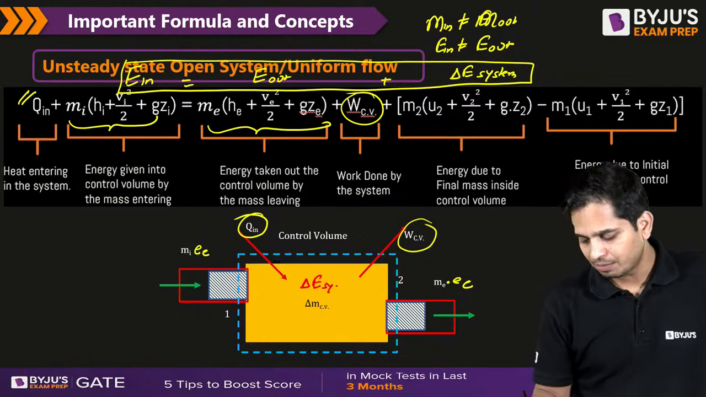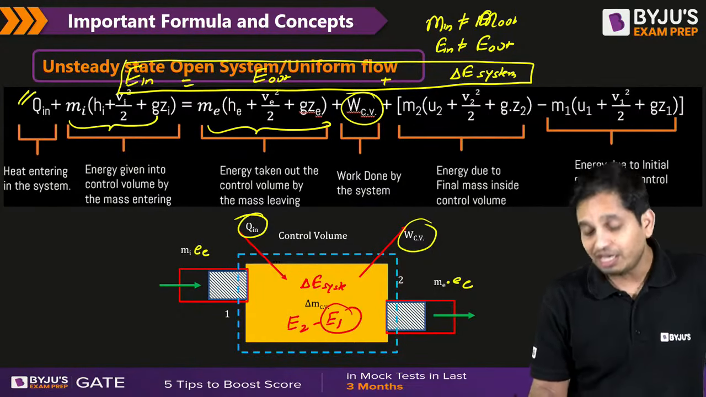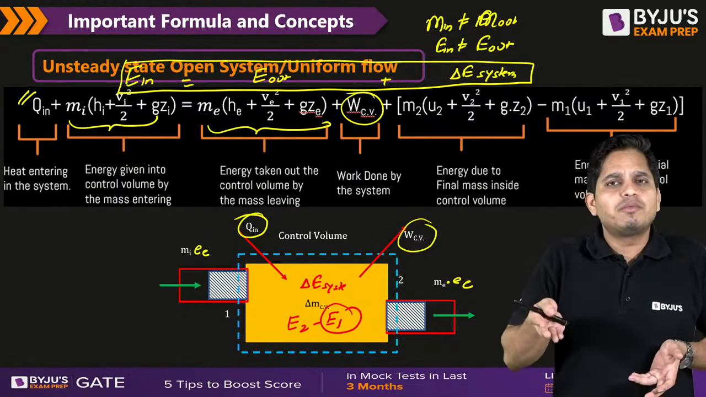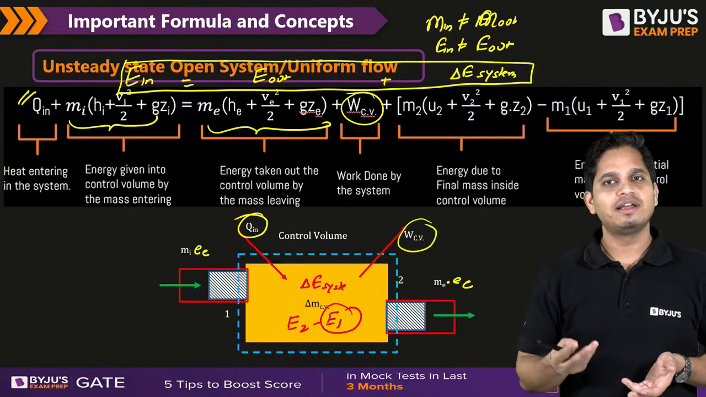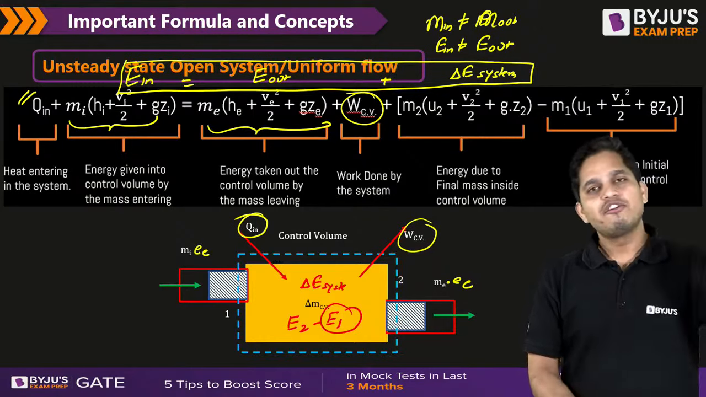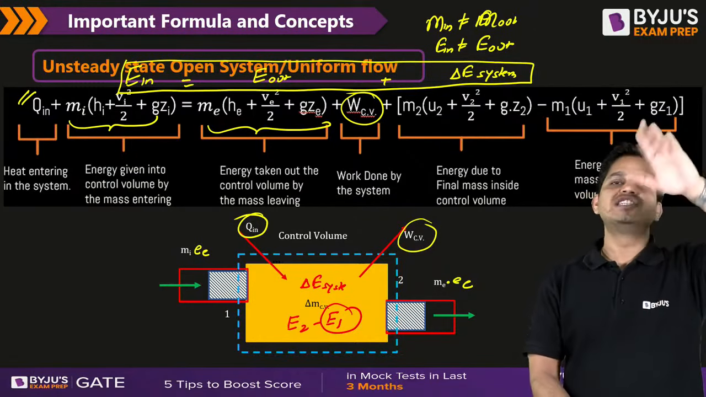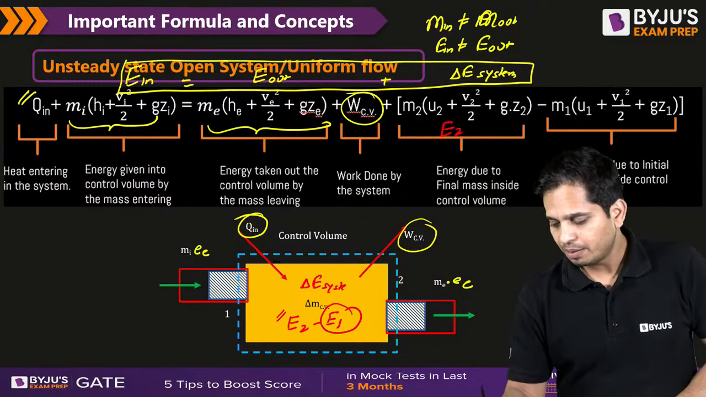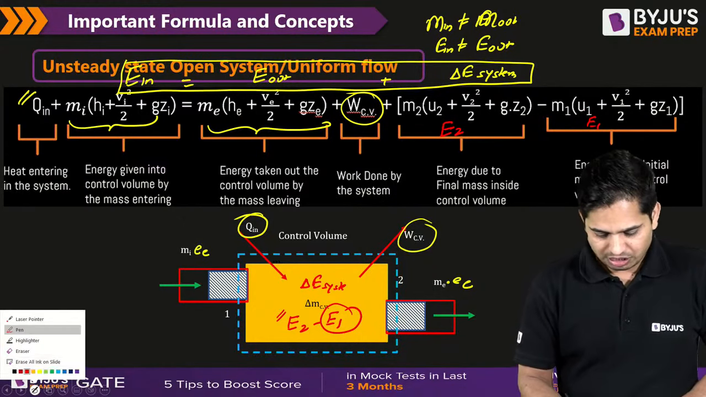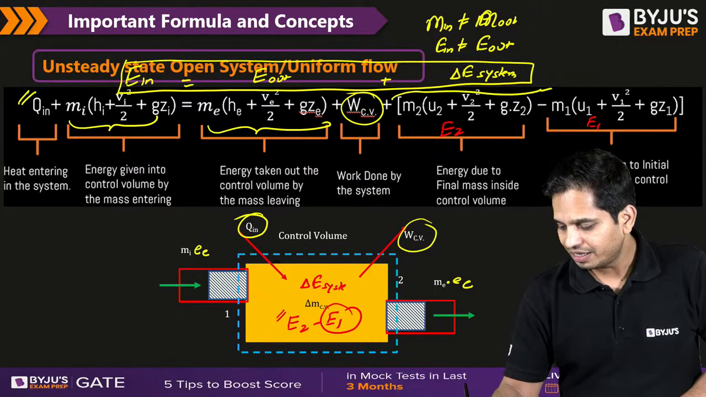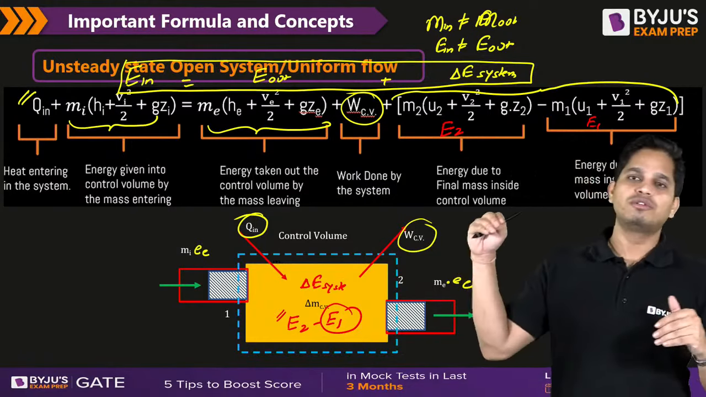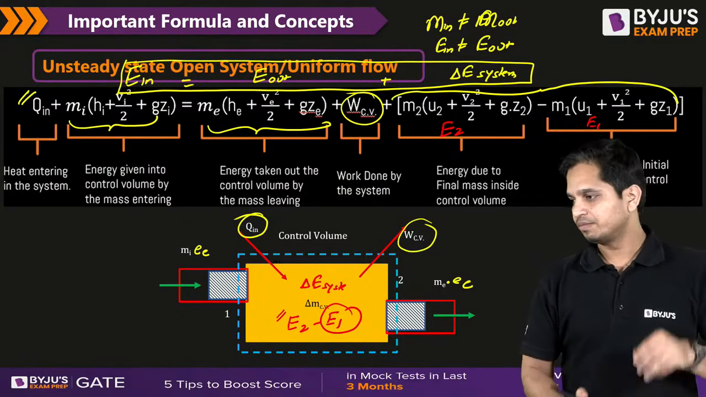Change in energy of the system is what? E2 minus E1. E1 is the initial energy inside the system. The system may have some mass, and that mass could be at some temperature and pressure, so it would have some energy. Similarly, when some mass or energy came in, either the energy increased or decreased, so the final energy is E2. So this is E2 minus E1, the change in energy inside the system, because of the energy in and energy out. So that is the unsteady flow energy equation.